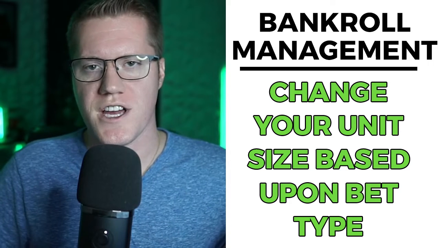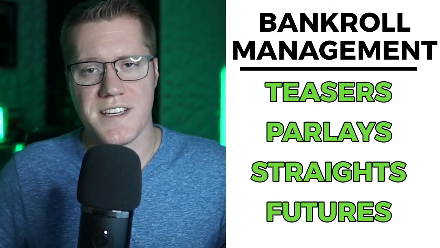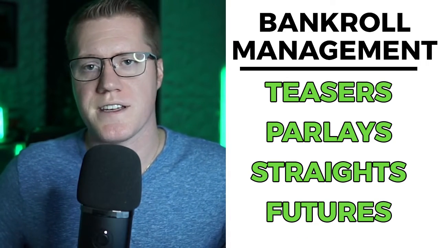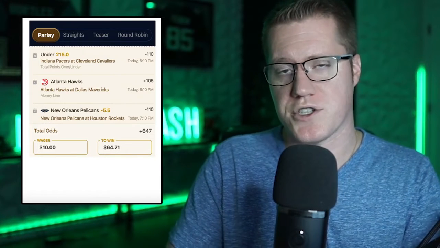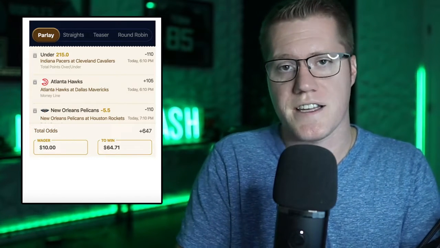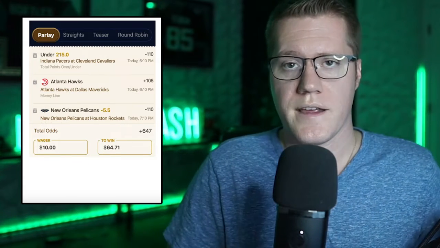Step number 3 is changing your unit size based on different bet types. Those different bet types include teasers, parlays, straight bets, and future bets. Parlays on average are normally harder to hit than straight bets, so it makes sense that you should scale back your unit size based on the amount of parlays that you're hitting. Scaling back in this way is also called utilizing the Kelly Criterion formula. Following the Kelly Criterion formula in sports betting is the optimal way to sports bet.